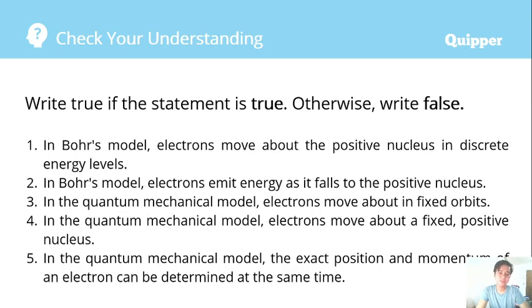Number 3, in the quantum mechanical model of the atom, electrons move about in fixed orbits. Number 4, in the quantum mechanical model of the atom, electrons move about a fixed positive nucleus. Number 5, in the quantum mechanical model of the atom, the exact position and momentum of an electron can be determined at the same time. Is it true or false?